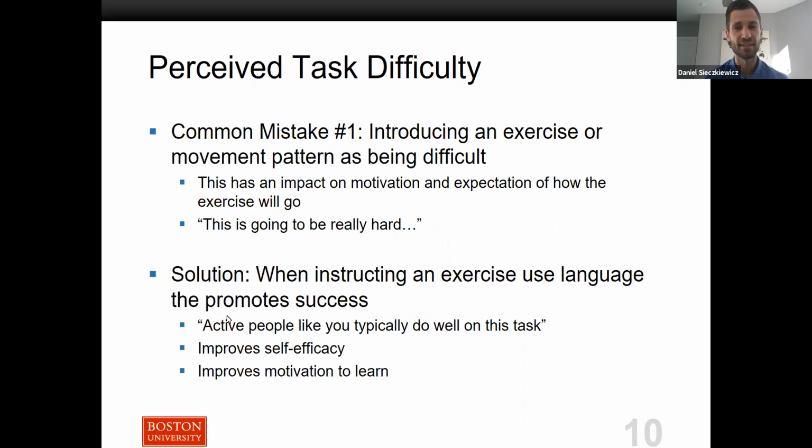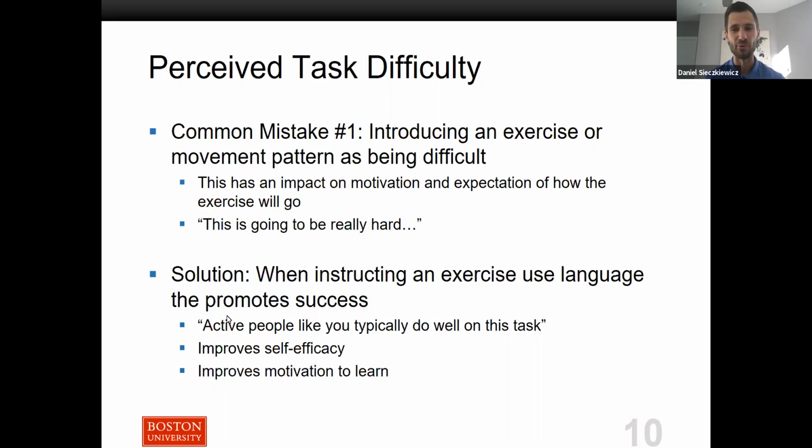So adjusting perceived task difficulty. A common mistake we might make clinically is introducing an exercise or movement pattern as being difficult. So for example, we might say something like, this is going to be really hard. And this has an impact on motivation and the expectation of how the exercise will go. A solution to this would be, when instructing an exercise, you use language that promotes success. So something like, active people like you typically do well on this task. This will help improve self-efficacy, improve their expectation for the task, and improve their motivation to learn the task.